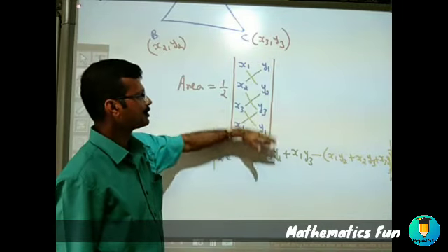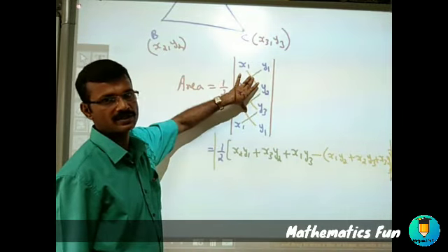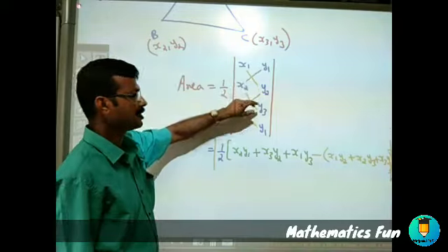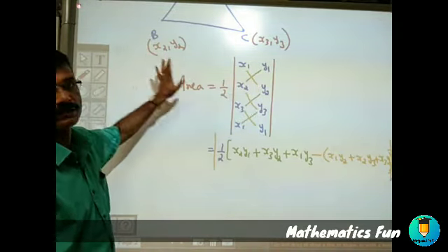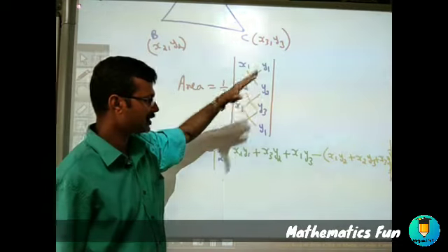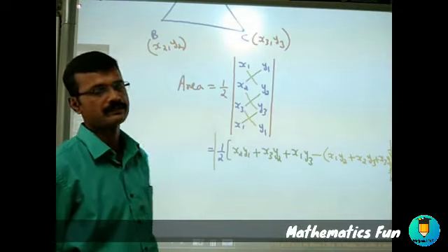Either you memorize this or you remember this procedure. The procedure is easy to memorize. So this is the way we can calculate area. So that is the area of a triangle. When three vertices are given, we can calculate the area of the triangle like this.